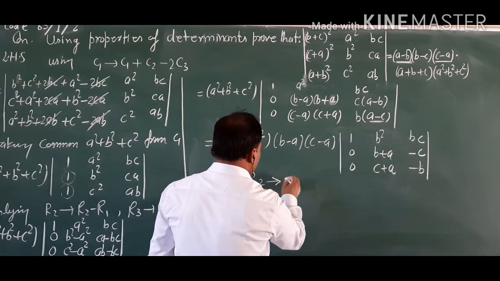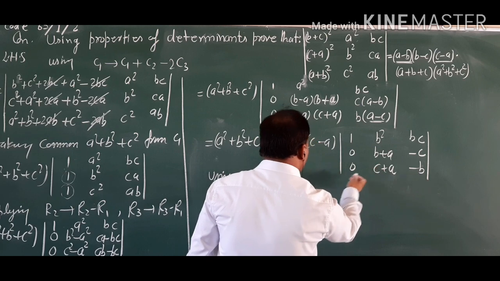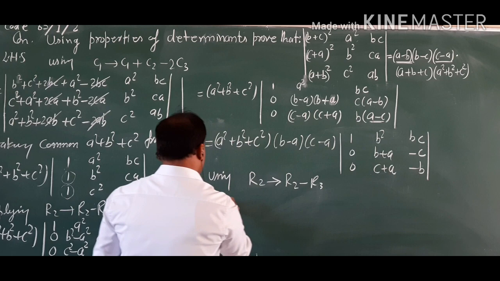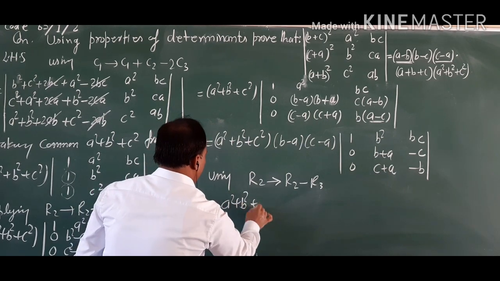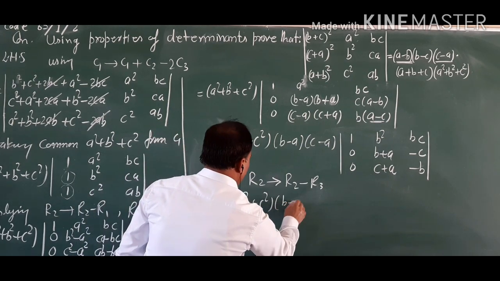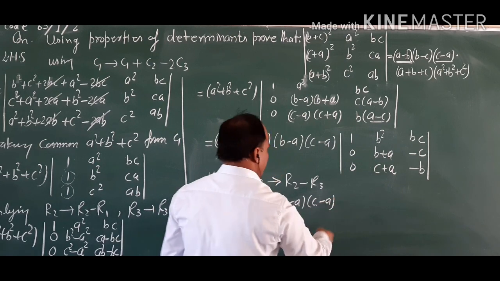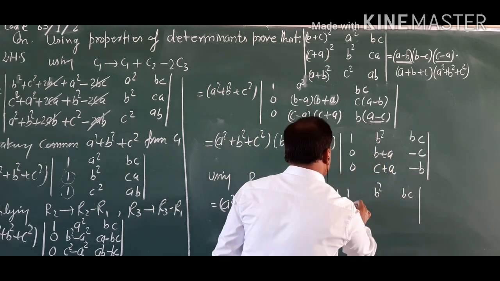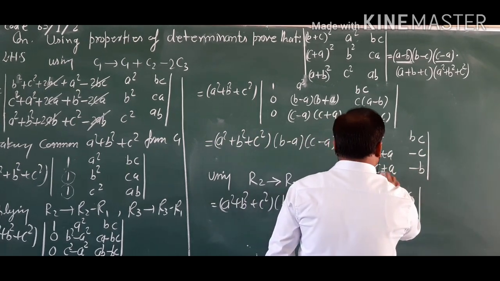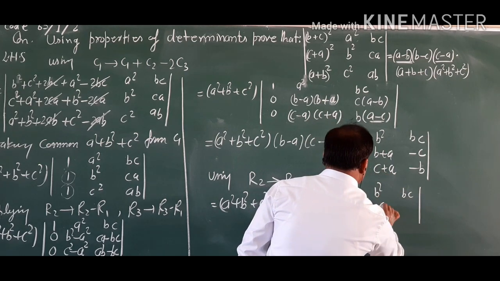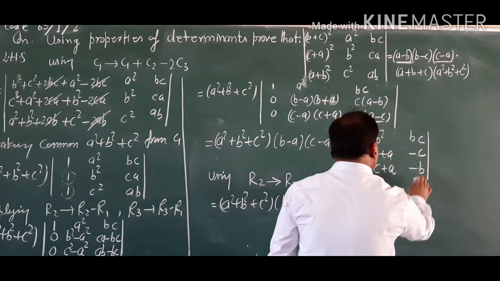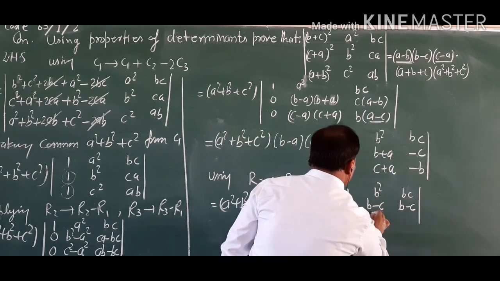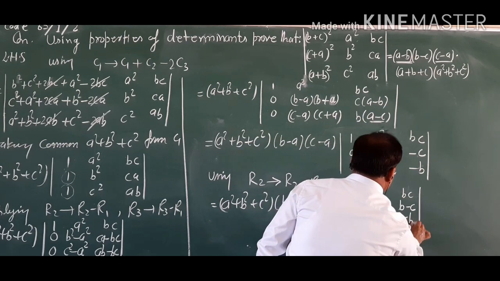R2 is going to change. We can apply the operation in R2 or R3, either one. We are changing R2 to R2 minus R3. b square, bc, and it should be 0. Here b plus a minus c plus a gives you b minus c, and here minus c minus b gives you b minus c, and it should be 0. Here should be c plus a and it is minus.